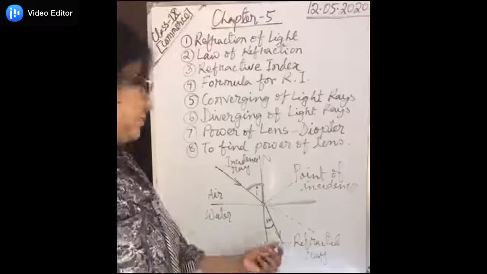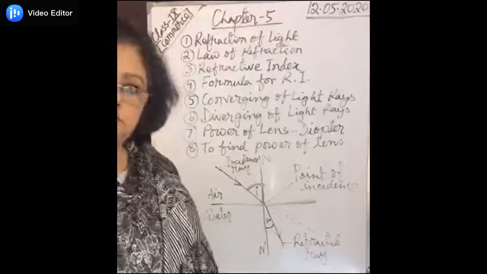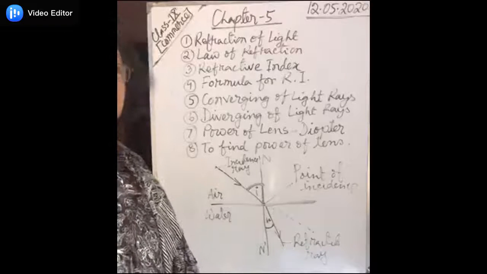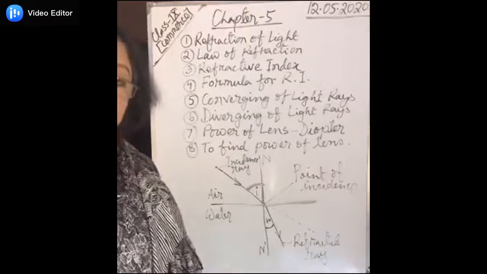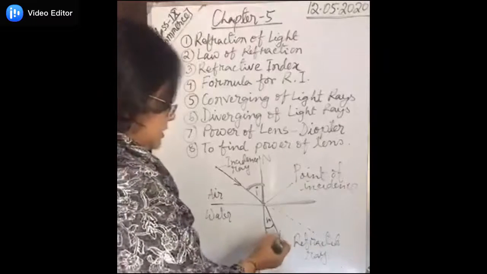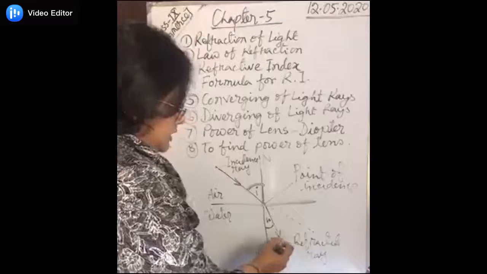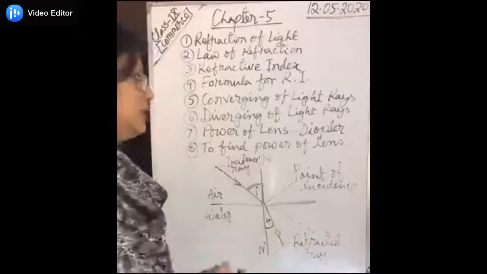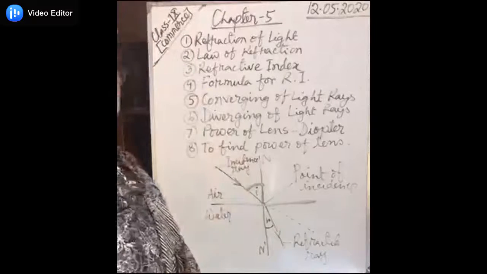That's why the refracted angle, if it is passed through a denser medium, its velocity will be less and it will always come close to the normal. That's why it takes more time and it bends towards the normal. This is called refractive index.